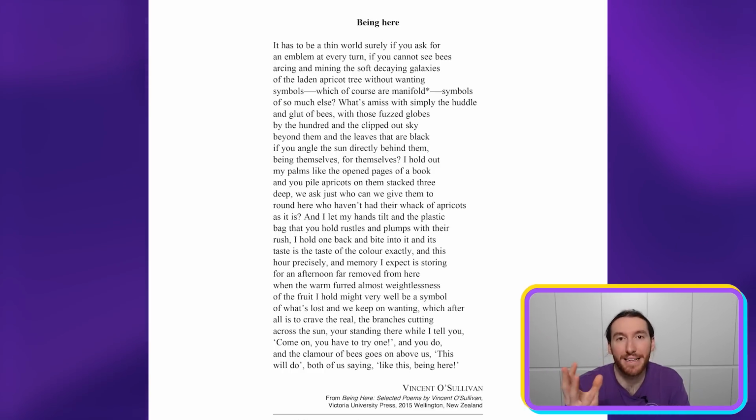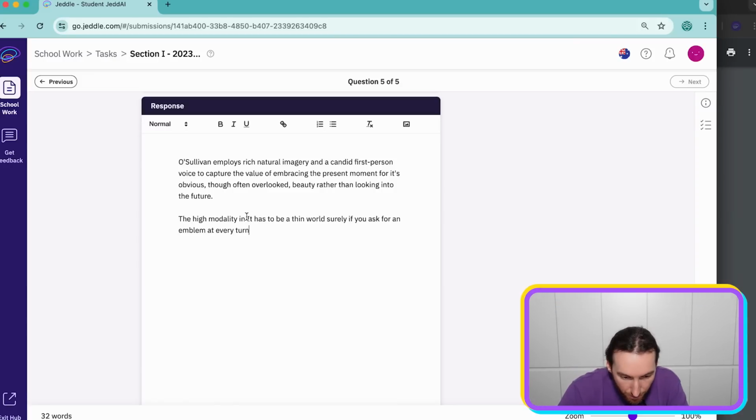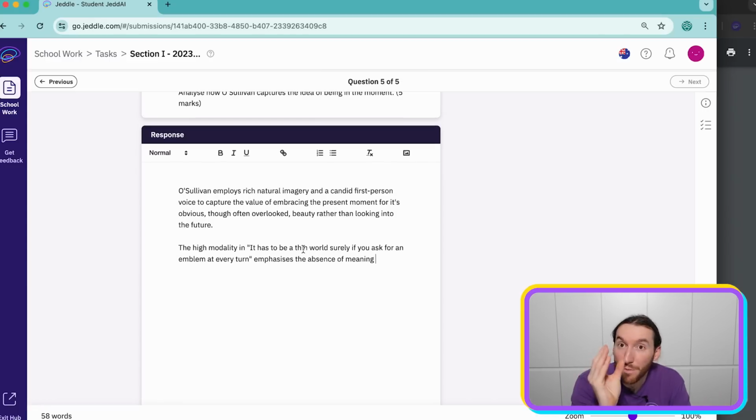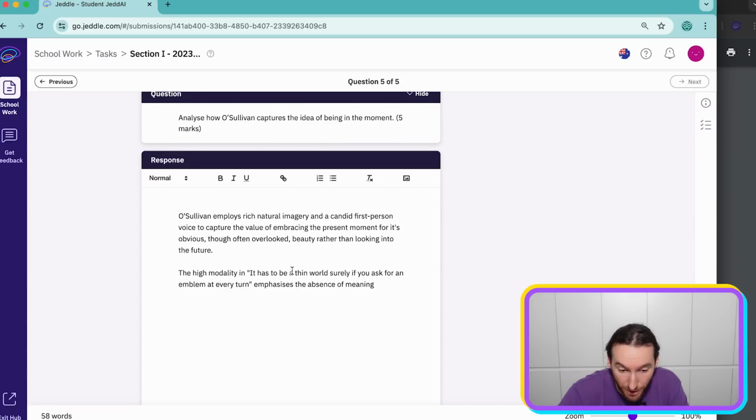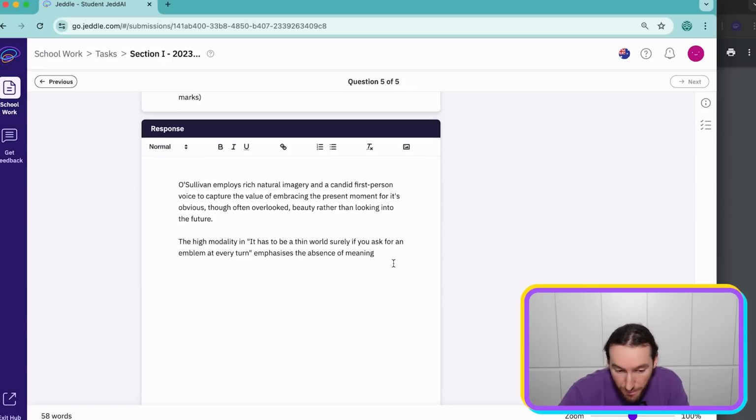So it has to be a thin world if you ask for an emblem at every turn. That's high modality. The high modality in it has to be a thin world if you ask for an emblem at every turn emphasizes, again, reusing things across my answers, why not, the absence of meaning. There's a lack of meaning. It's a thin world. It's an absence of meaning. That's the specific insight based on the quote. You can see thin world, absence of meaning.